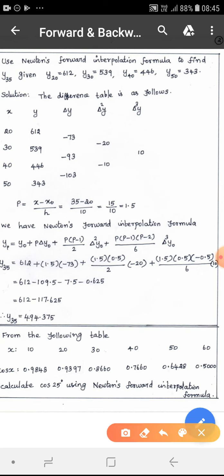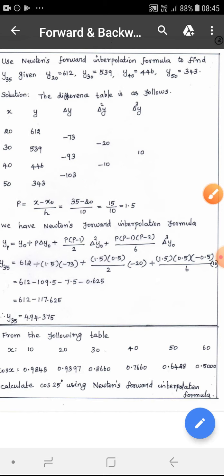So y will be equal to y naught plus p into delta y naught plus p into p minus 1 by 2 factorial into delta square y naught plus p into p minus 1 into p minus 2 divided by 3 factorial, same as 6, into delta cube y naught. Here p means x minus x naught divided by h. X is that value at which y value is to be calculated, 35. X naught means it is 20. And h means the spacing between adjacent x values, which is 10. So 35 minus 20 divided by 10 gives 1.5.